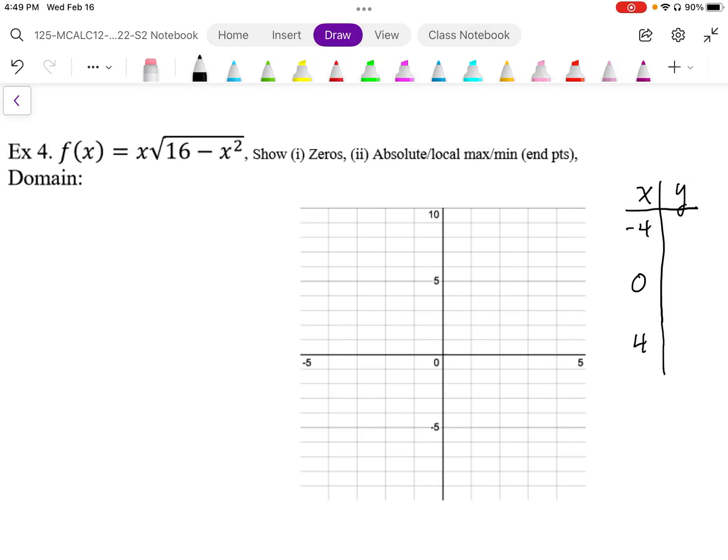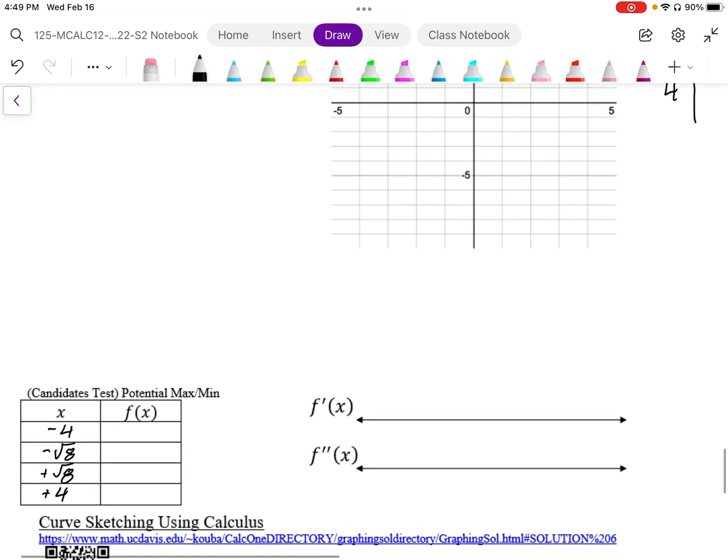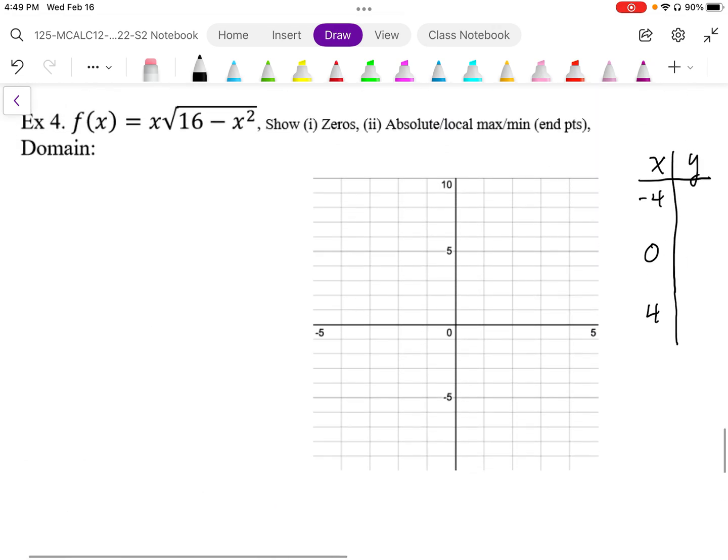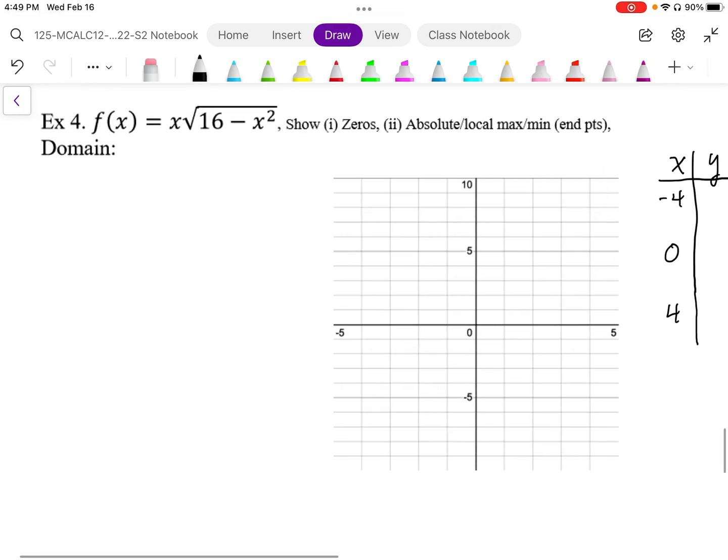In this question here, we're asked to graph this. We're asked to show zeros, absolute and local min and max. So when we talk about absolute and local min and max, we're going to have to do a candidates list. So we need to make sure we have our candidates list for this. And it also asks for a domain.